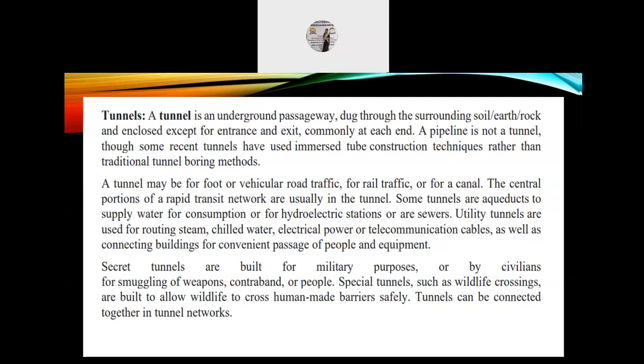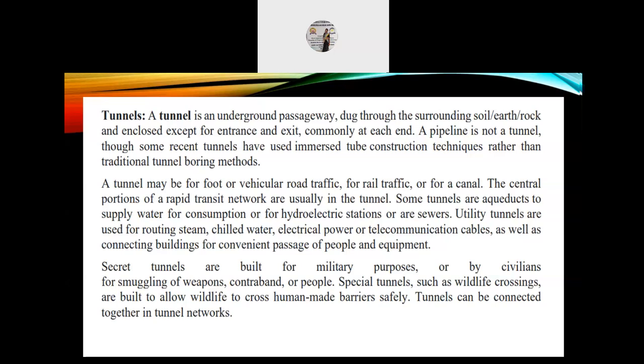The central portions of a rapid transit network are usually in the tunnel. Some tunnels are aqueducts to supply water for consumption or for hydroelectric stations or are sewers. Utility tunnels are used for routing steam, chilled water, electrical power, or telecommunication cables, as well as connecting buildings for convenient passage of people and equipment.